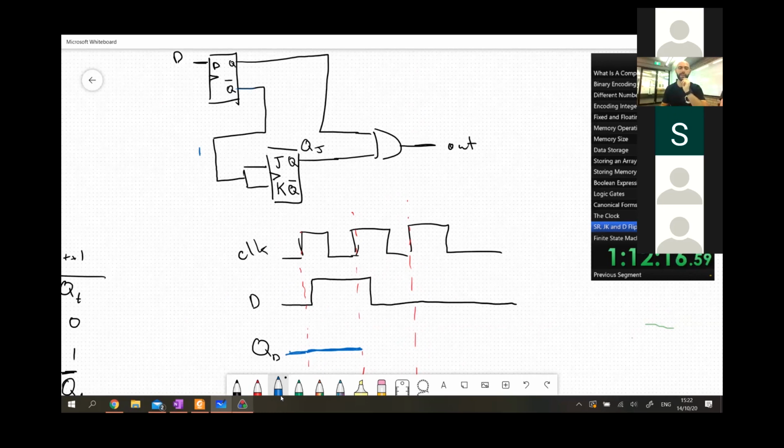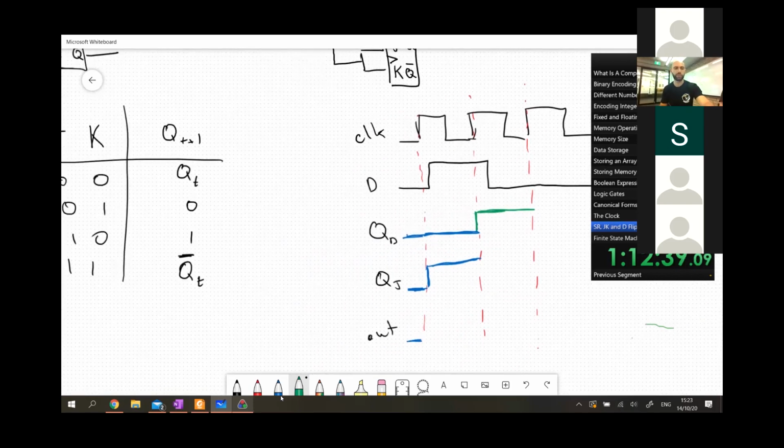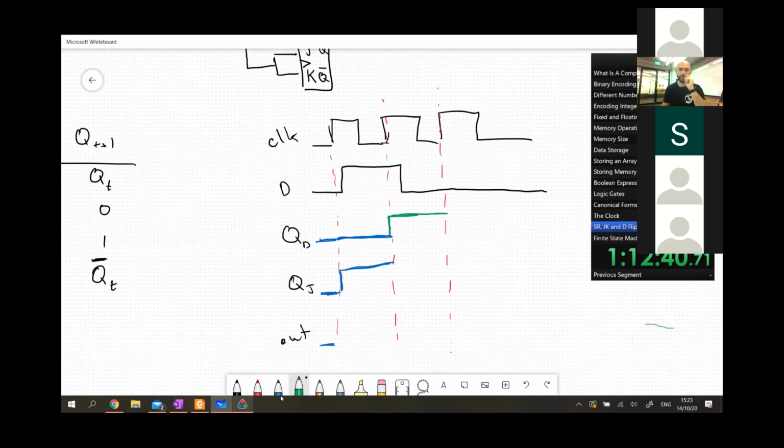We've got D equals 1 at the edge. So now QD is equal to 1. Well, we have Q is equal to 0. So we've got a 0 coming in. So we look at this, and if J and K are both 0, we just retain our value, which means that QJ stays high. All right.